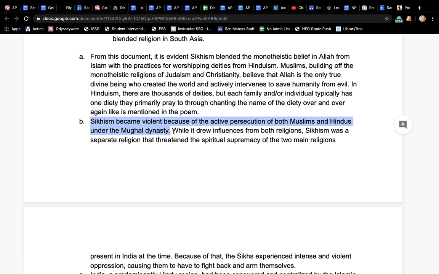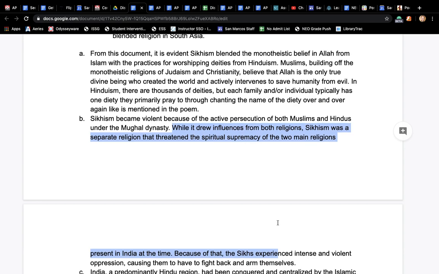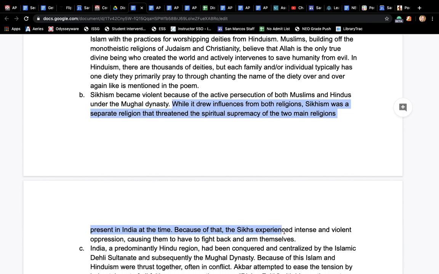There's my succinct answer to the question. Now I then have to go and explain that answer in order to fully get the 2 points. So while it drew on influences from both religions, Sikhism was a separate religion that threatened the spiritual supremacy of the 2 major religions present in India at the time. Because of that, Sikhs experienced intense and violent oppression, causing them to have to fight back and arm themselves. And I probably should have said arm themselves and fight back.